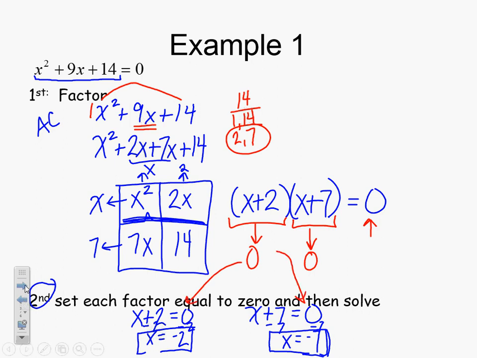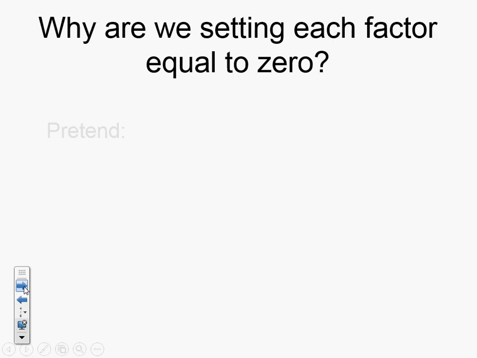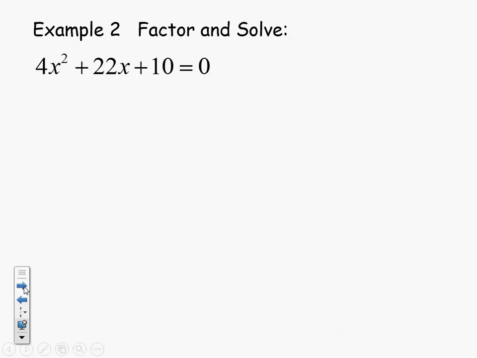Okay, let's look back at our second example here. Let me fast forward past all of our work. Here's our second example. Go ahead and write this one down. We are going to factor and solve again. This time taking a look again at my terms, I have a 4x squared plus 22x plus 10. So again, this is a 3-term expression on that side of the equal sign. This is an equation that we're going to solve.